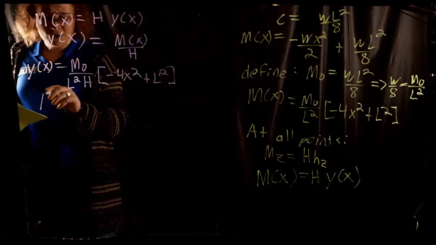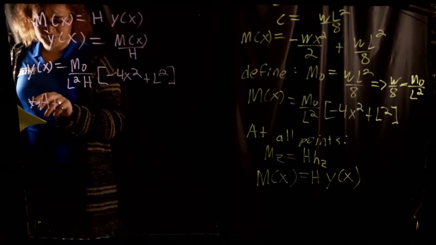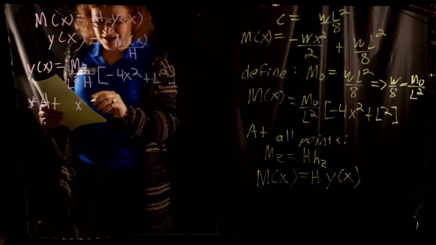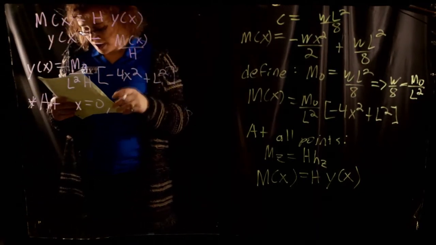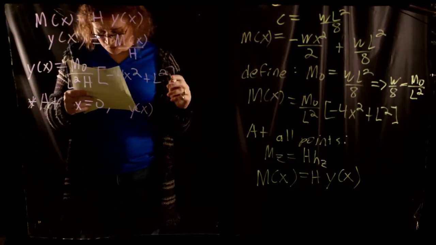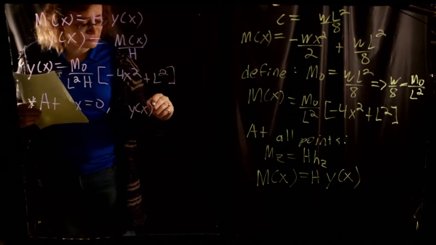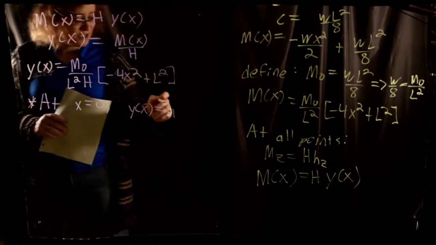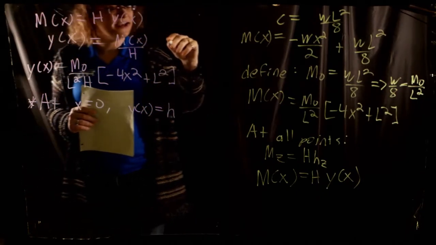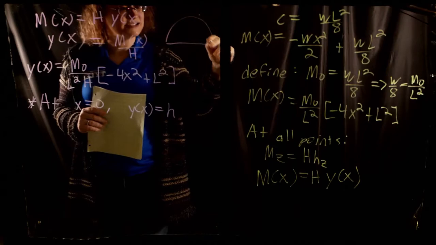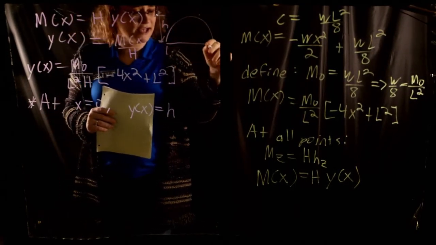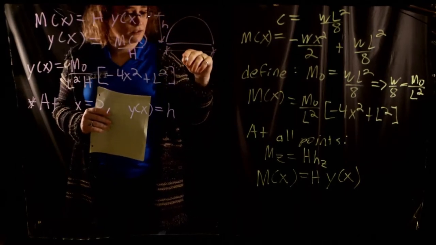So I know I have one other piece of information: at x equals zero, again we're defining zero as the midspan, y as a function of x is equal to our lowercase h. And again, that lowercase h was provided to us at the beginning. We're trying to design an arch that has a maximum height of h and a span of l, like so.